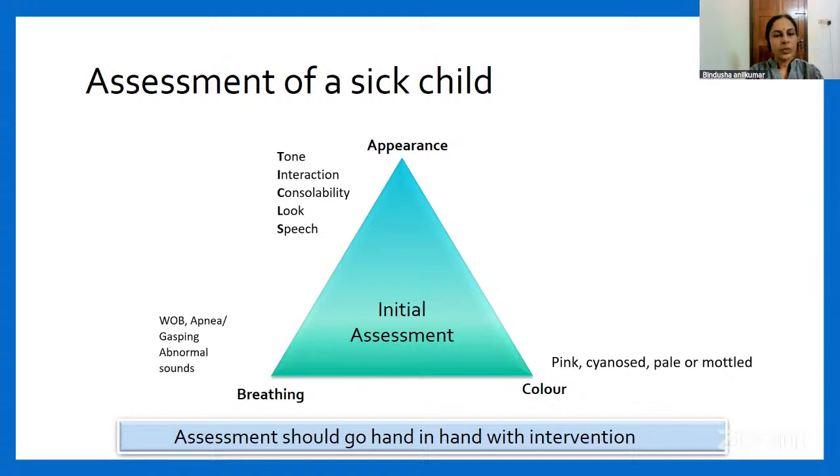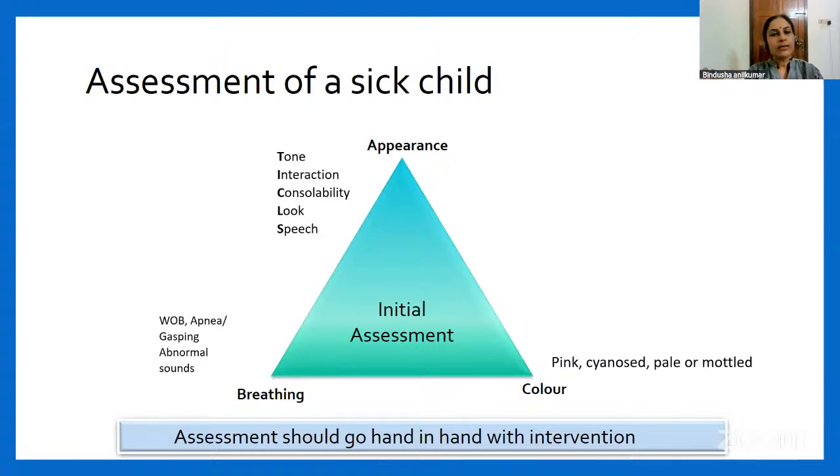In breathing, the only thing you look at in the initial assessment is whether the child is breathing, whether there is any apnea or gasping, any abnormal sounds coming from the throat, or an increase in the work of breathing. That also you can see very well from your chair. Then you look at the color of the child, whether the baby is pink, cyanosed, or pale and purple. By your initial assessment, you will be able to say whether the child has any life-threatening emergency.